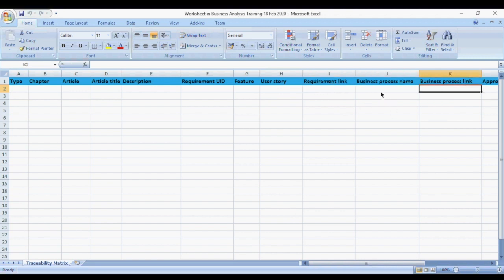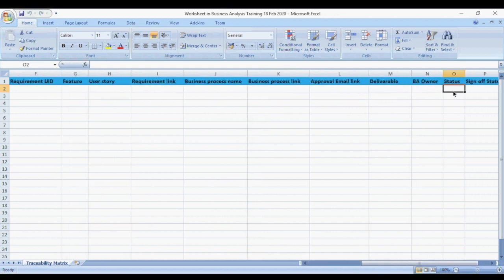Then the process name. You are going to have a process for how you can obtain consent from the data owner. So you put the business process that you've documented, and you put the link there. Maybe one of the stakeholders has approved that business process, saying that is how they are going to meet this requirement of consent, so you put the approval. So what did you deliver? You could have many deliverables.